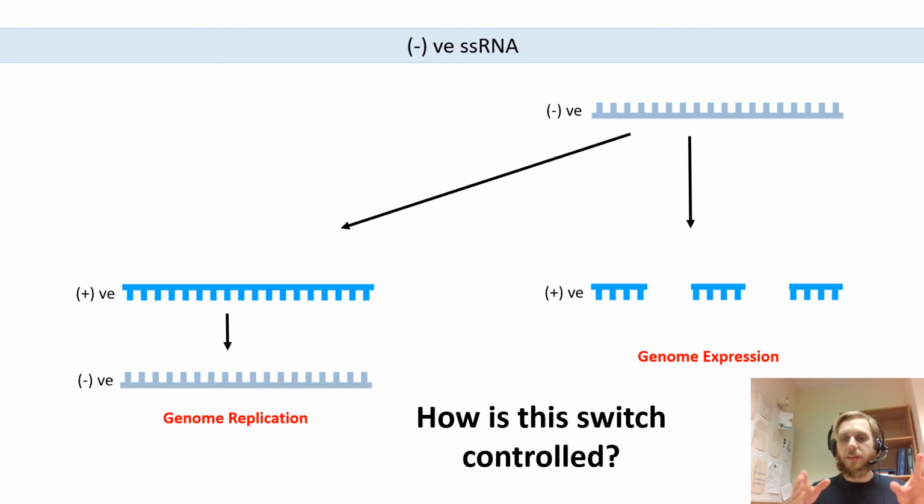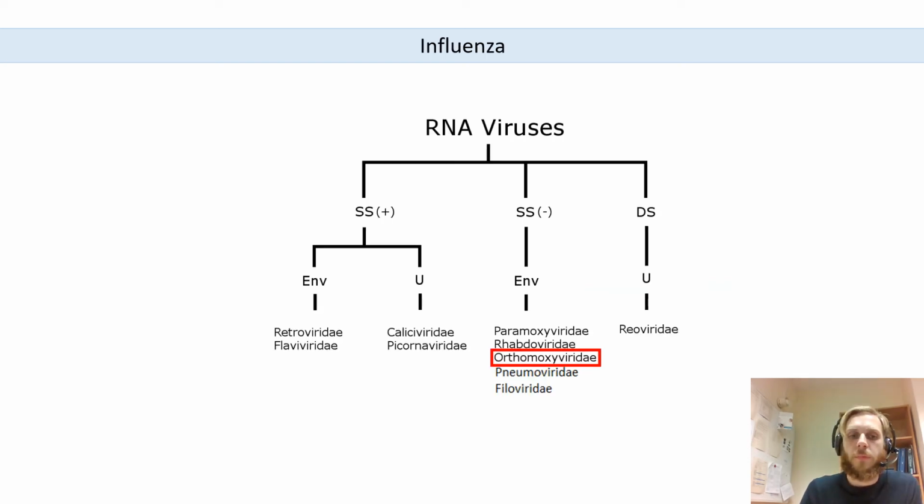Now, again, we need to consider how do the viruses switch between these two mechanisms? How do the viruses switch from genome expression using these short subgenomic fragments of RNA to genome replication using full-length genome copies? To answer this, we're going to look at influenza. So influenza is a virus with a negative sense single-stranded RNA genome. So it's a great example here. We're going to look at how influenza switches from genome expression to genome replication.